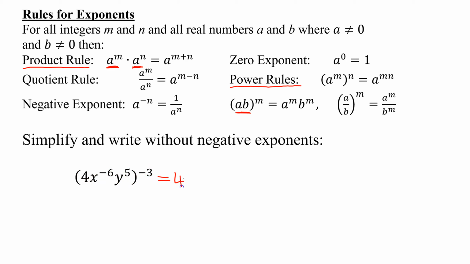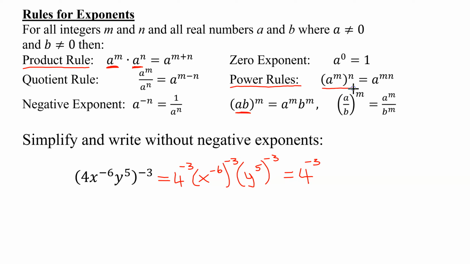So I have 4 raised to the negative 3rd power. My next part is x to the negative 6, all raised to the negative 3rd power, times y to the 5th, all raised to the negative 3rd power. So what do I have? I'm going to simplify my negative exponents later. So I've got 4 raised to the negative 3rd power times, what do I do in this case here, where I have x raised to the negative 6 that is then raised to the negative 3rd power?